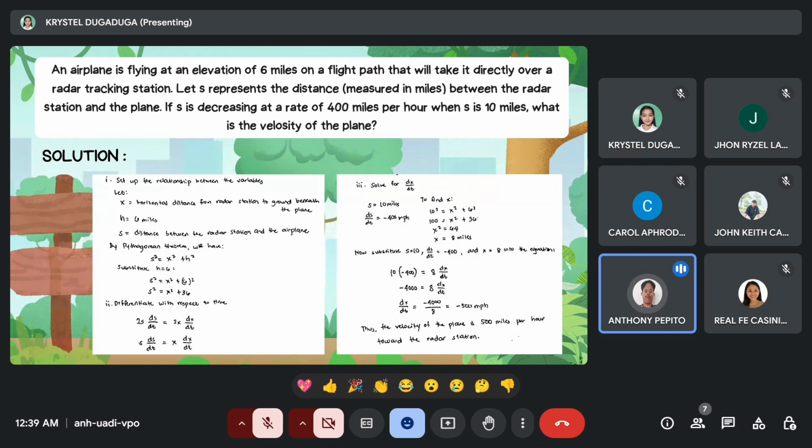So going back to the Pythagorean theorem, we now have 10 squared is equal to x squared plus 6 squared. So with simple algebra, we get 8 is equal to x.